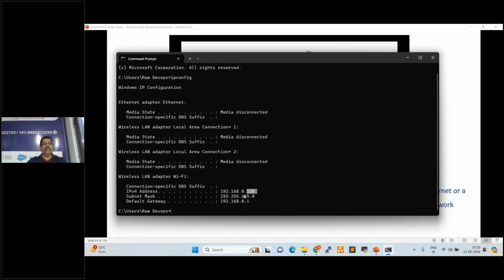Going forward we use IPv6. IPv6 is a 128-bit address, not 64. So those are the differences. How IP version 6 looks, we'll see that while working on AWS.